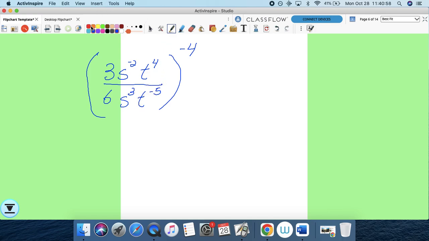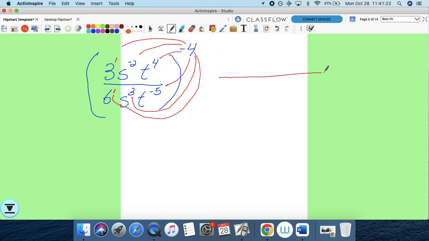So what you should do first is put a little 1 here so you don't forget to multiply, and a little 1 here. Now do me a huge favor, right? Let's get rid of this negative 4 exponent. That negative 4 multiplies every exponent inside the parentheses. So even down here too, the negative 4 multiplies by the negative 5, multiplies by the 3, and multiplies by the 1.